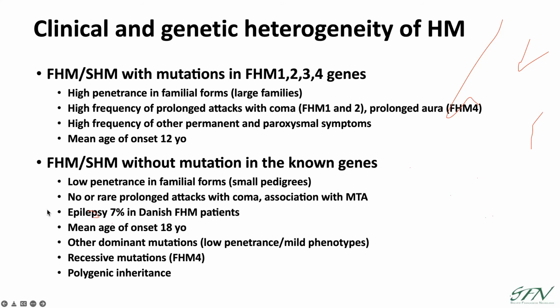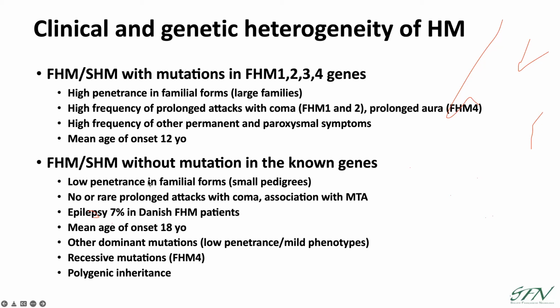So to conclude, hemiplegic migraine is a rare condition. There really needs to be a motor deficit, that is a loss of strength of one part of the body during the attack, and 2 attacks at least in order to make the diagnosis. In patients who have a mutation in the known major genes, the 4 major genes, there is a high penetrance in the familial forms, there is a high frequency of prolonged attacks, there is a risk of coma, and there is a high frequency of other permanent and paroxysmal symptoms, and the mean age of onset is low.